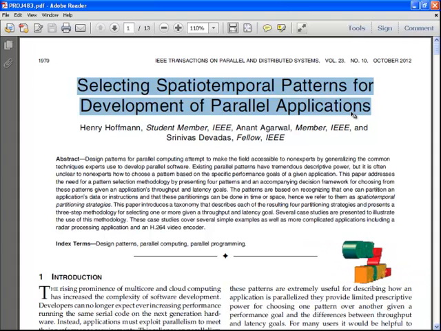Taxonomy that describes each of the resulting four partition strategies and presents a three-step methodology for selecting one or more, given throughput and latency goals. STP means spatio data partition, SIP spatio instruction partition, radar process tree, and partition tree. These case studies cover several simple examples as well as more complicated applications, including the radar processing application. It addresses the need for a pattern selection methodology by presenting four patterns and an accommodation decision framework.